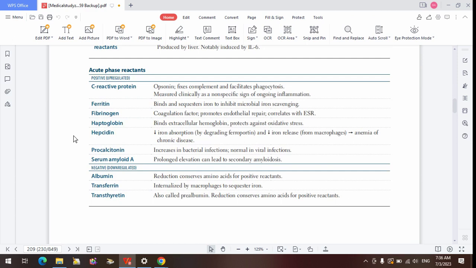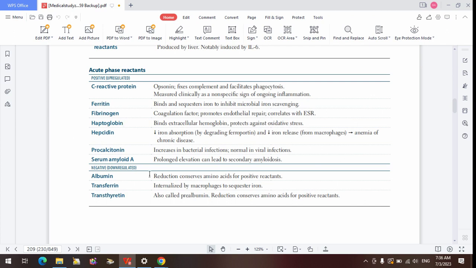The next one that is downregulated is what? The transthyretin. So that is why chronic inflammatory disease cannot cause transthyretin amyloidosis. It can only happen if there's a familial form from a mutation, or there's aging in which the transthyretin that is being produced normally begins to misfold with age. It's also known as prealbumin. We downregulate it so that it can conserve amino acids to form the positive ones.